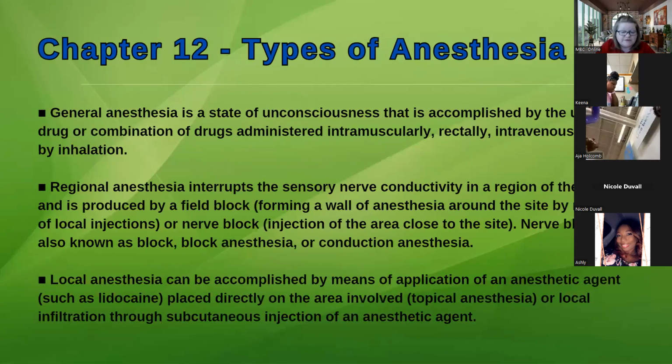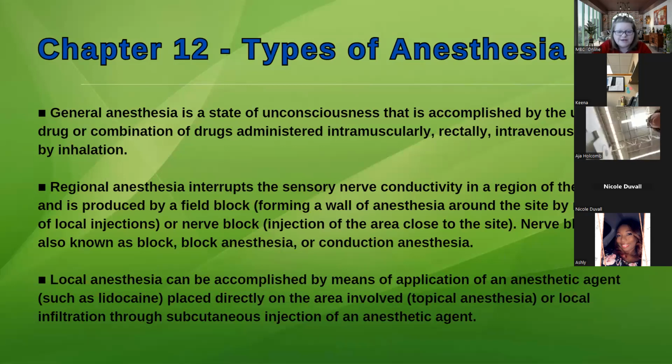To continue on with the types of anesthesia, general anesthesia is a state of unconsciousness that is accomplished by the use of a drug or combination of drugs administered intramuscularly, rectally, intravenously, or by inhalation. And general anesthesia is what they give you when you're going into surgery to knock you out, right? That's going to be your general anesthesia. Whether they put something in your IV, make you hold the thing and count backwards, however they choose to go about that process, that's what general anesthesia is. I think general anesthesia is the most common, most widely used.